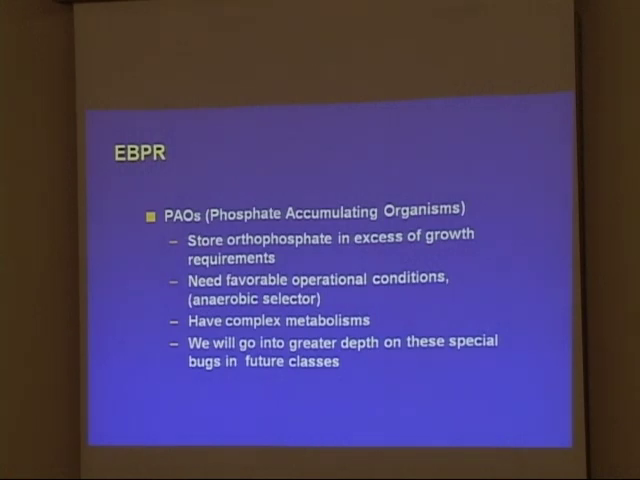They are phosphate accumulating organisms. That's their little acronym, and it's easiest to remember as the POWs. They store orthophosphate in excess of their growth requirements. So, sort of like me, I eat more donuts than I really need for my growth requirement. Basically, they're taking in more orthophosphate than what they really need, so they're kind of hoarding it up, given the right conditions.